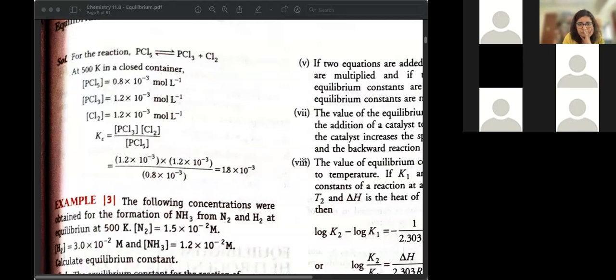Ma'am, when we are putting the values of the concentration, we don't have to keep the square brackets, right? No. If you're putting the numbers, square brackets are not necessary. Square brackets denote that it is the concentration of what is inside. So a chemical formula with square brackets on its sides means concentration of that thing.